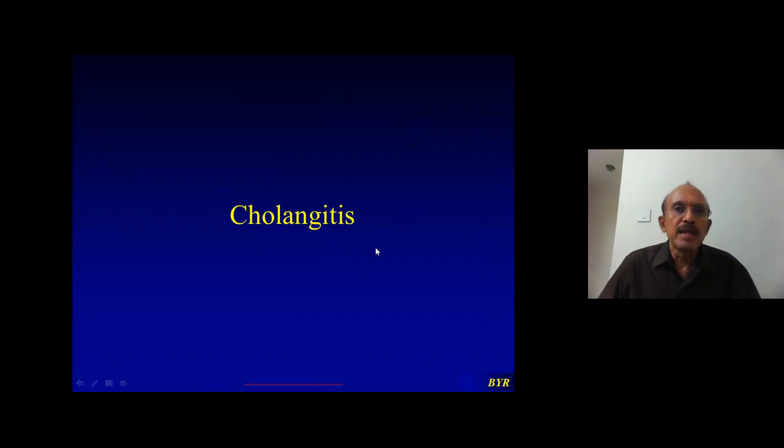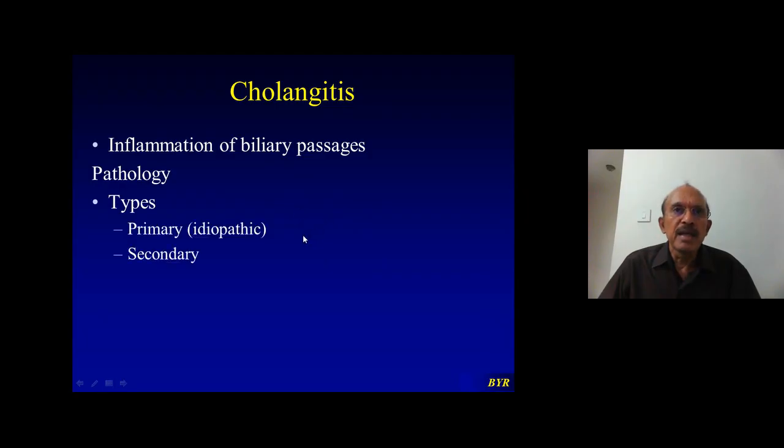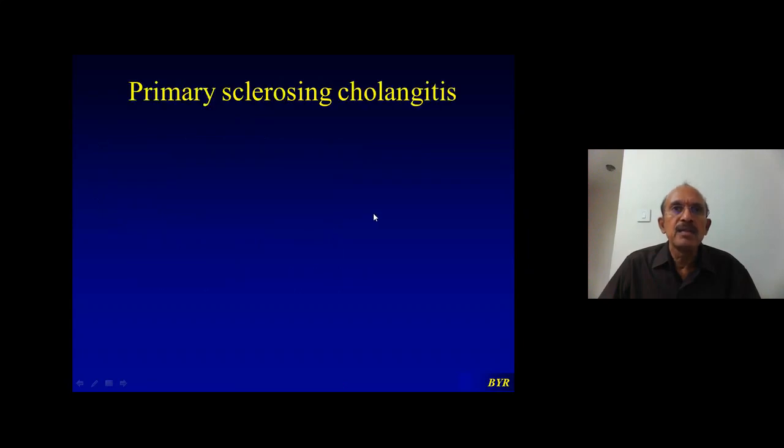Next topic is cholangitis. It is inflammation of the biliary passages. Types: primary or idiopathic, and secondary. Secondary to stones or worms in the common bile duct. Primary sclerosing cholangitis. The name itself tells that it is cholangitis and it is having sclerosis.